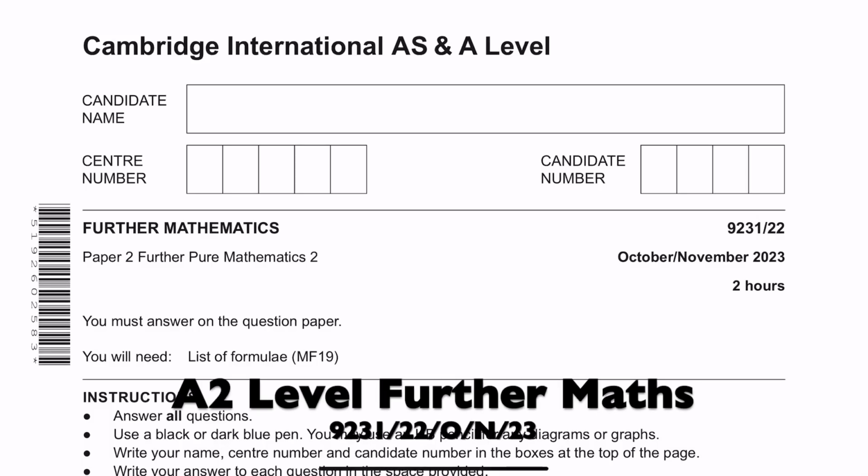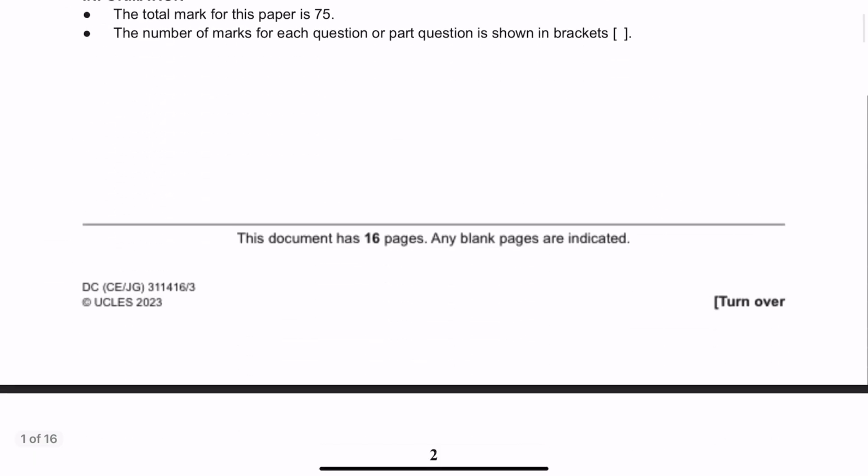Hi guys, today we're going to be looking at A-level further mathematics, October-November 2023, paper 2-2. So we're going to start now.